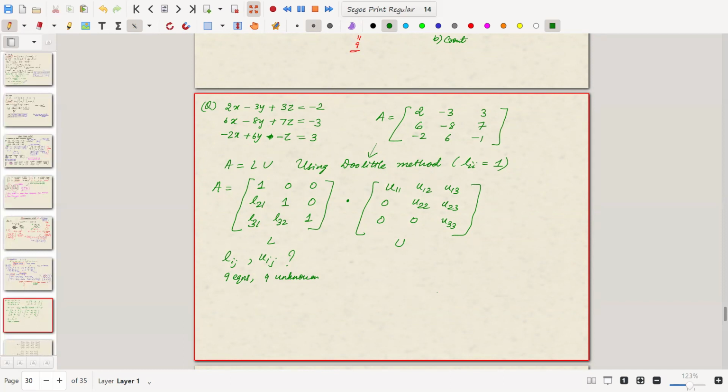After you do that, we will see how it helps you solve this Ax equals B. With that, I think, can you try it now a bit?